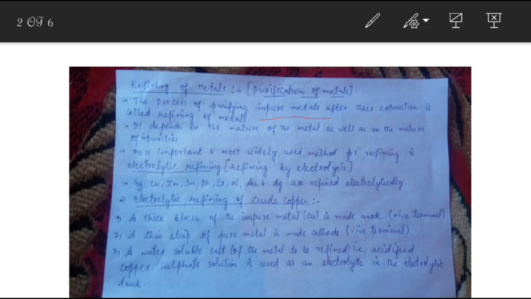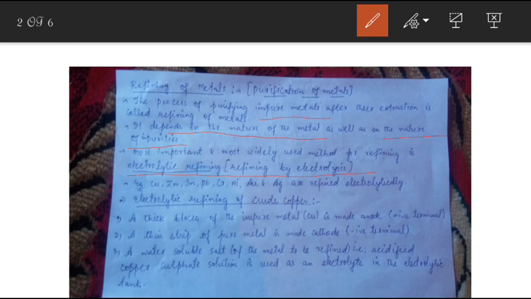It depends. The refining of a metal depends on the nature of the metal as well as on the nature of the impurities, because impurities are of various types. In the same way, metals are of various types: highly reactive, least reactive, and moderately reactive. There are a large number of methods by which we can purify a metal. Most important and most widely used is electrolytic refining, or refining by electrolysis.